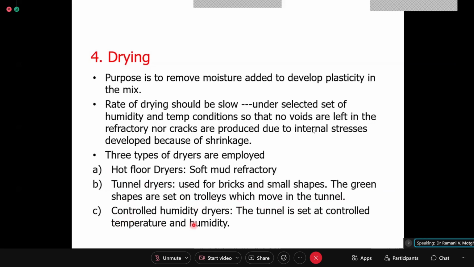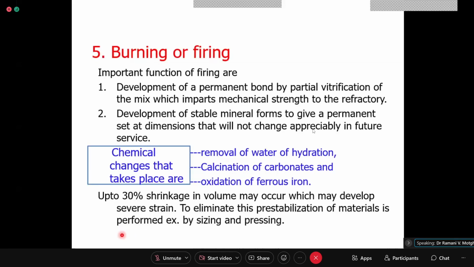Then controlled humidity dryers. The tunnel is set to controlled temperature and humidity. So where you don't want any crack to develop, because if the drying is very rapid, not in certain humidity condition, then you get formation of cracks. So for such refractories, especially crucibles, they will be dried in that particular controlled humidity dryer.